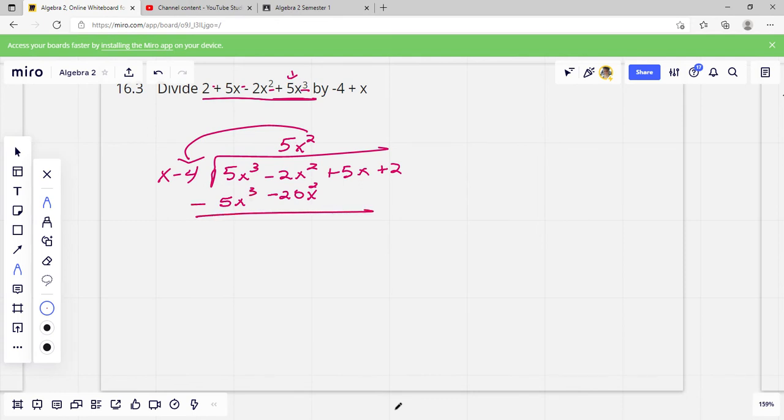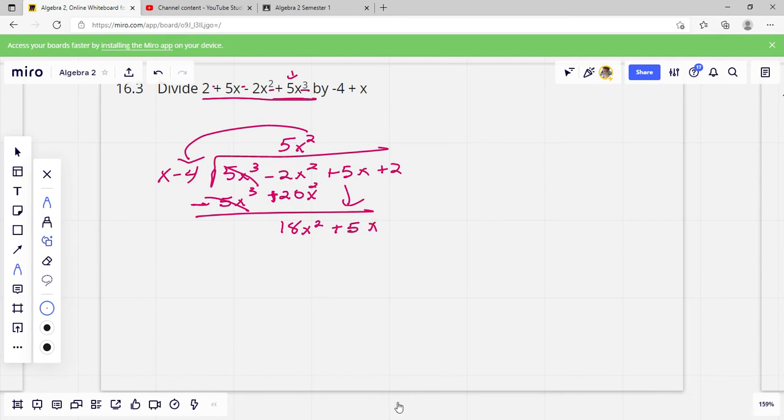So I'm going to put a negative sign here, and I'm going to change that to a positive, right? Because you have to make this be subtract. If you subtract a negative, you get a positive, right? Negative times negative is a positive. Now these are going to cancel each other, and I get positive 20 and negative 2, so that would be 18x squared. Now I'm going to bring down my next term, so plus 5x.